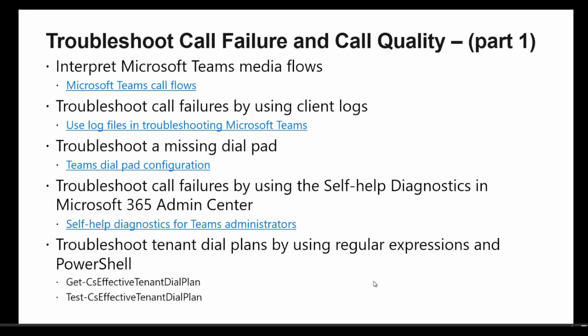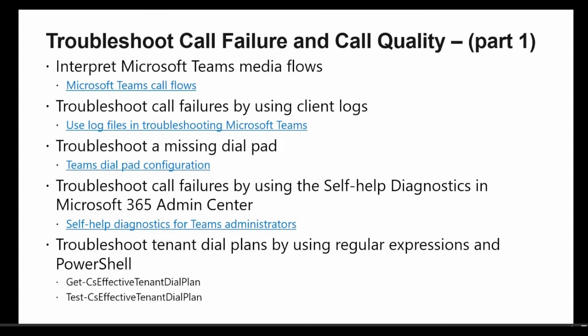The last bit here on part one is troubleshooting tenant dial plans by using regular expression and PowerShell. I don't know that you really use regular expression to troubleshoot, but maybe understanding regular expression. The key here, though, is for troubleshooting dial plans in general or normalization rules, there are a few GUI ways to do this, meaning in the Teams Admin Center, you can do this for things like testing normalization rules and such, or seeing which routes apply to a user.